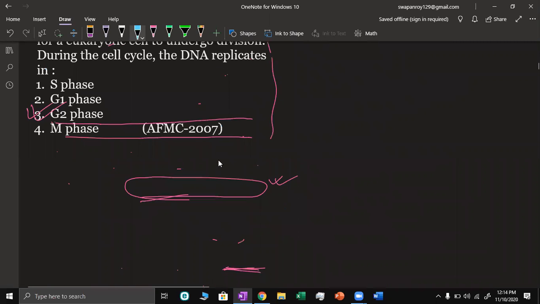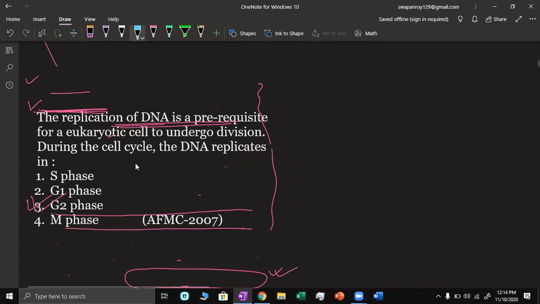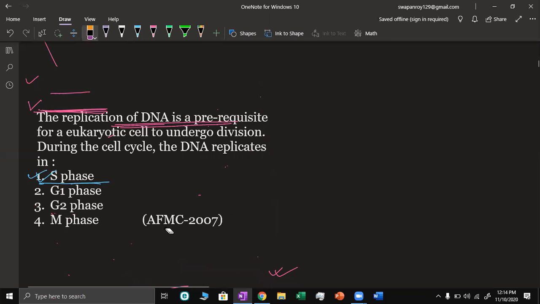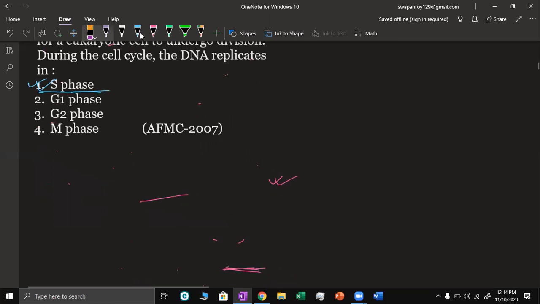Next question, which I think we discussed in the previous class: replication of DNA is a prerequisite for a eukaryotic cell to undergo division. During the cell cycle, DNA replicates at the S phase. This was asked in the AFMC 2007.